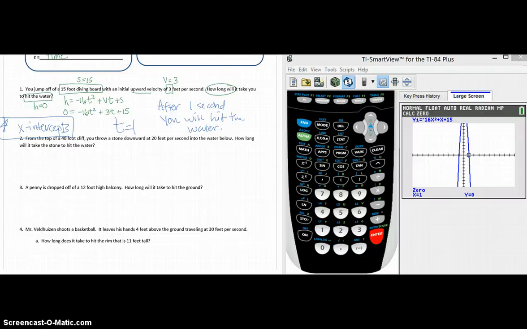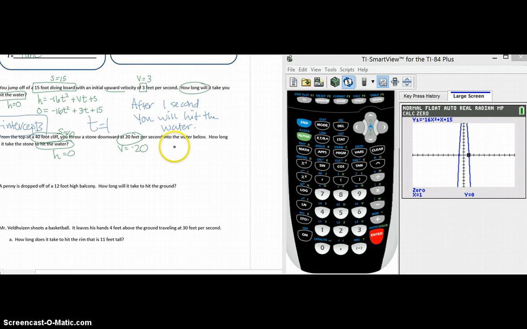So let's start circling some important stuff here. 40-foot cliff, that's your starting height. You throw a stone downward, that means your velocity is negative. And how long will it take to hit the water? Again, your ending height is 0.